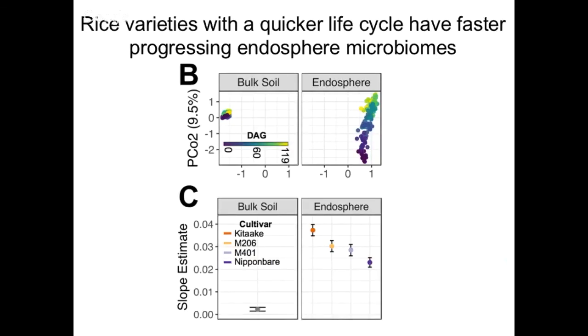And so here I'm just going to summarize the data. What we notice is if you're just looking out in the soil, there's basically no change over the course of the season. If you're looking in the endosphere, you can see a large change over the course of the season. So these are young plants down here, older plants down here. And if we fit a linear model again across the second axis and look to see how these different genotypes vary, we can see that Kitake actually moves along the second axis much faster than Nippon bar, which is the later developing variety.